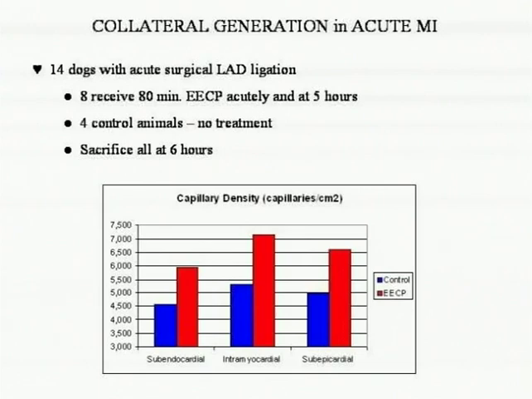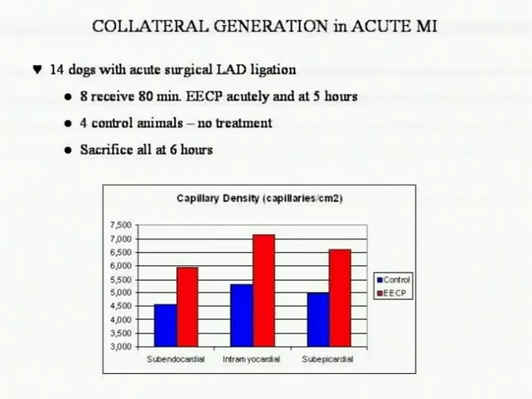8 of the dogs received 80 minutes of external counterpulsation right when you close off the artery, and then again at 5 hours. 4 animals have the experimental heart attack without ECP. You then sacrifice the animals and look at capillary density in the 3 layers of the heart muscle: the endocardial layer, the epicardial layer, and the muscular layer.